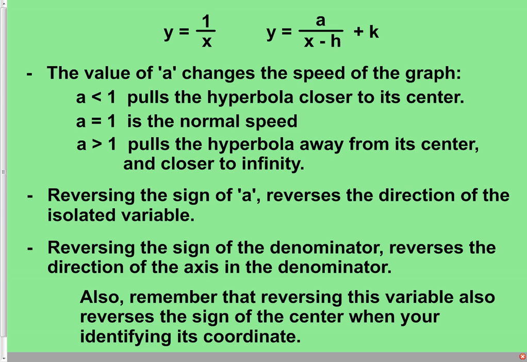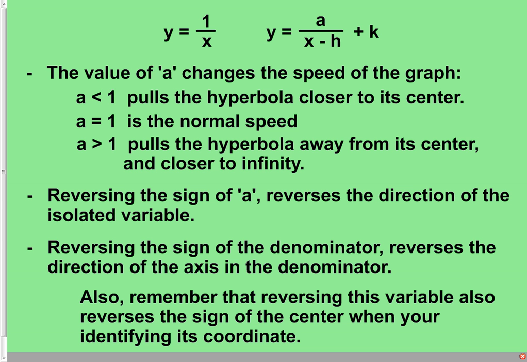Now we saw that the value of the coefficients in the numerator and in the denominator can change the speed of the graph. So you need to read your coefficient in the numerator and read your coefficient in the denominator. Together, they make a single value. As that value becomes smaller than 1, the hyperbola is pulled inward towards the center. If a is 1, that is the normal speed of the hyperbola, and as a is greater than 1, the hyperbola is pushed further away from its center.